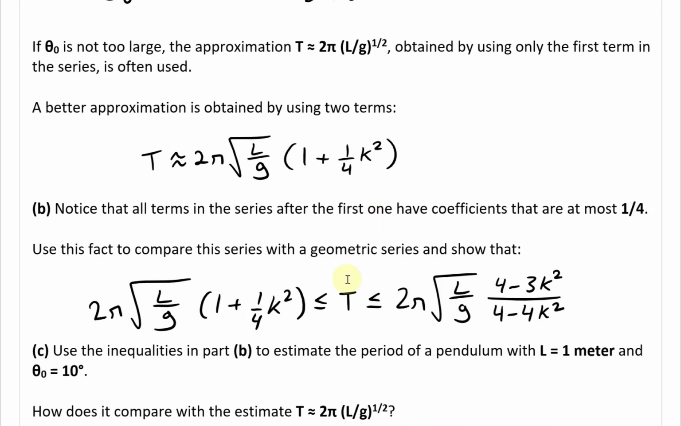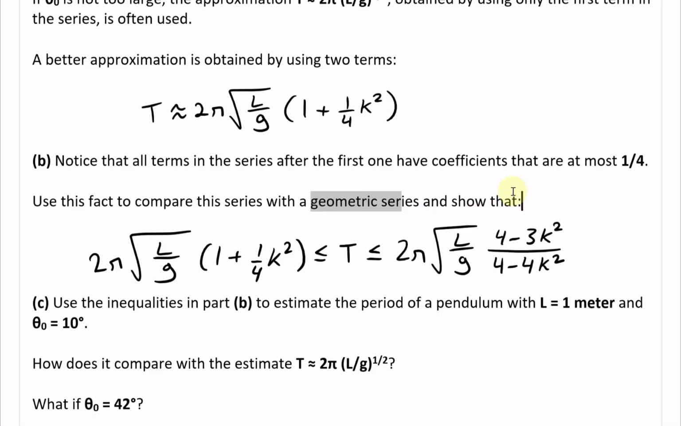So we're asked to compare to the geometric series and to show that the period, T, is going to be less than or equal to this big giant function over there. But again, we're going to use this fact that the coefficients are at most 1 over 4.